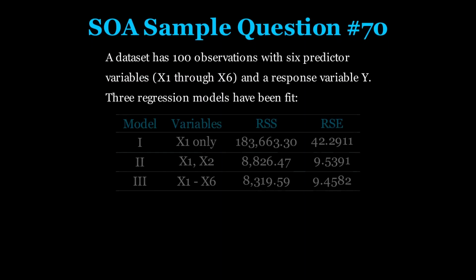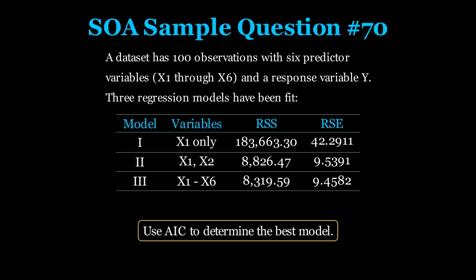Let's work through an example using the Akaike information criterion to select the best regression model. This is from the Society of Actuaries sample questions. We have a data set with 100 observations, 6 predictors, and a response variable y. 3 ordinary regression models have been fit. Model 1 uses only x1. Model 2 uses x1 and x2. And Model 3 uses all 6 predictors.